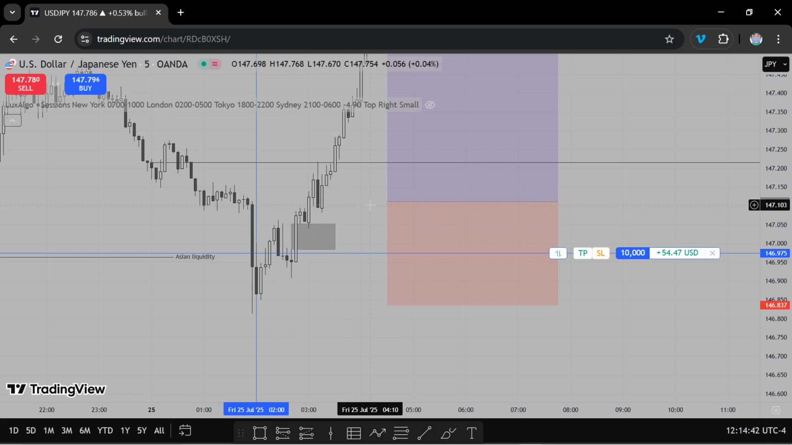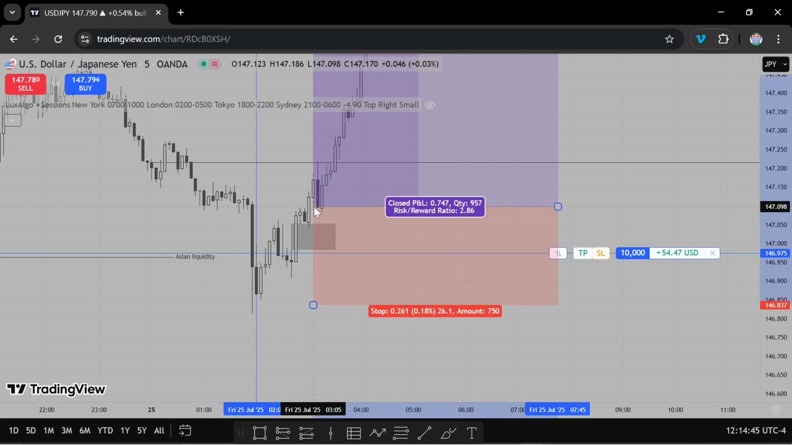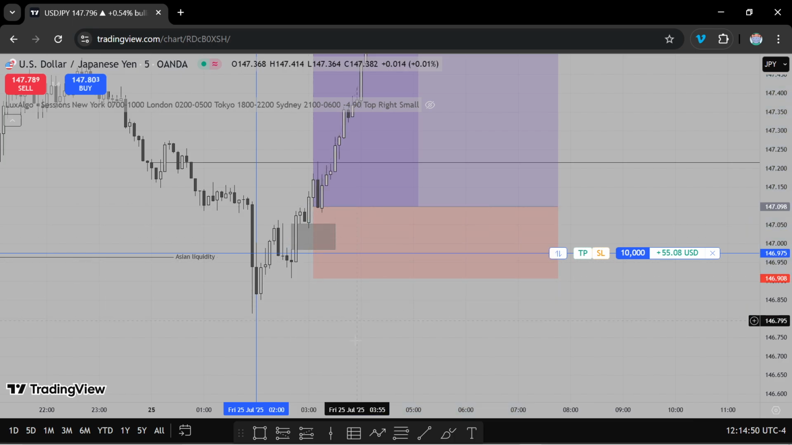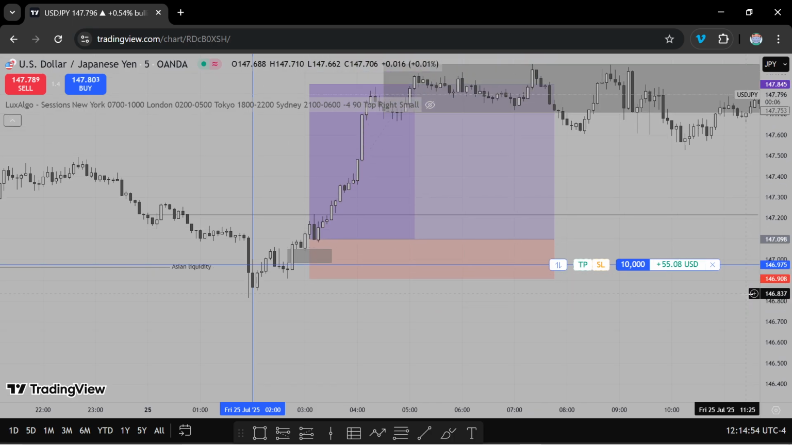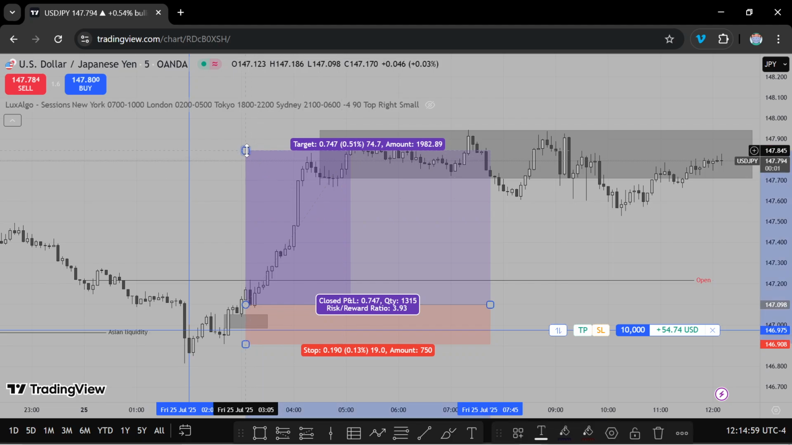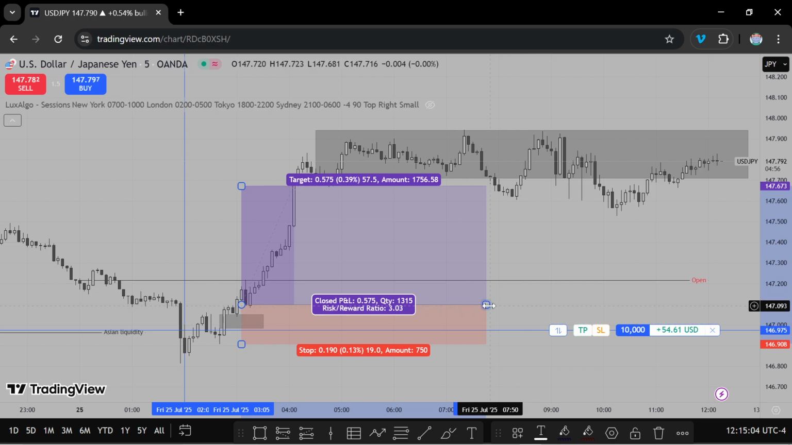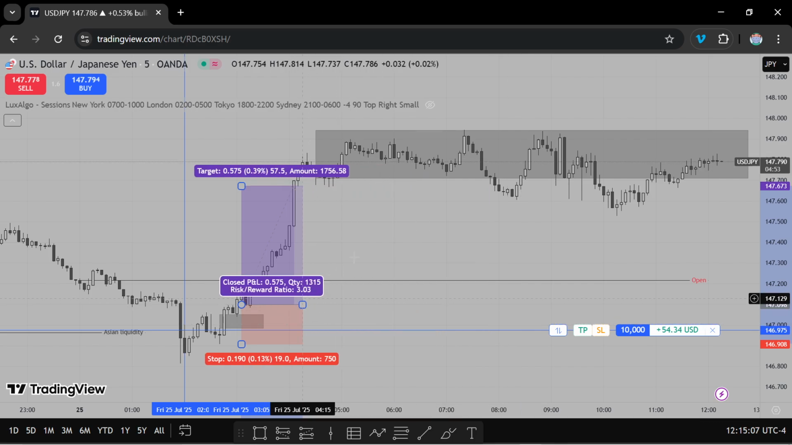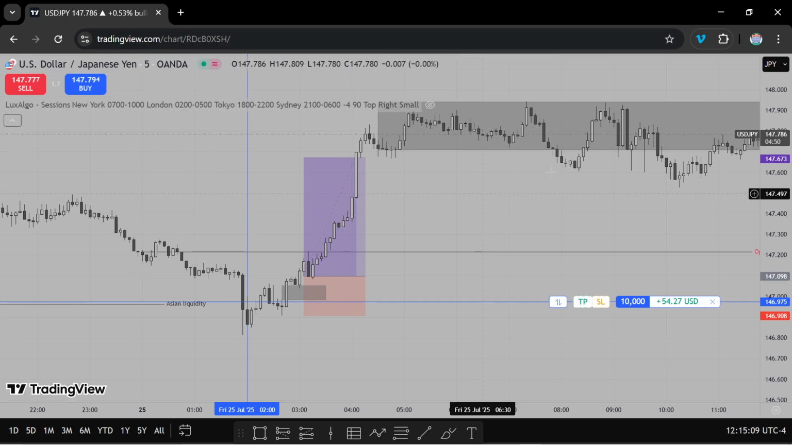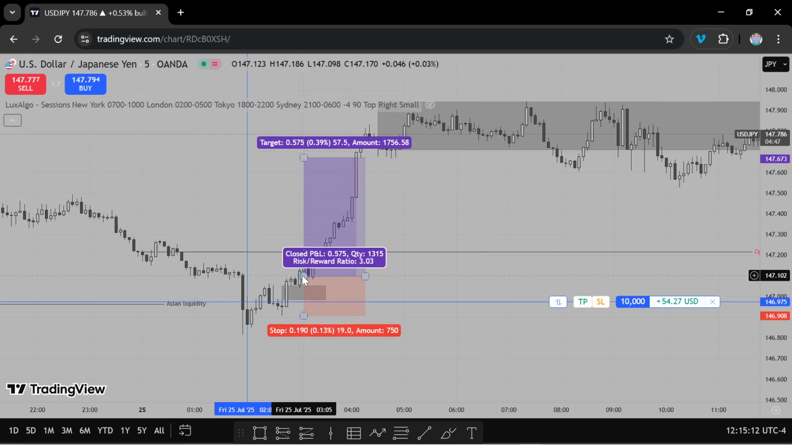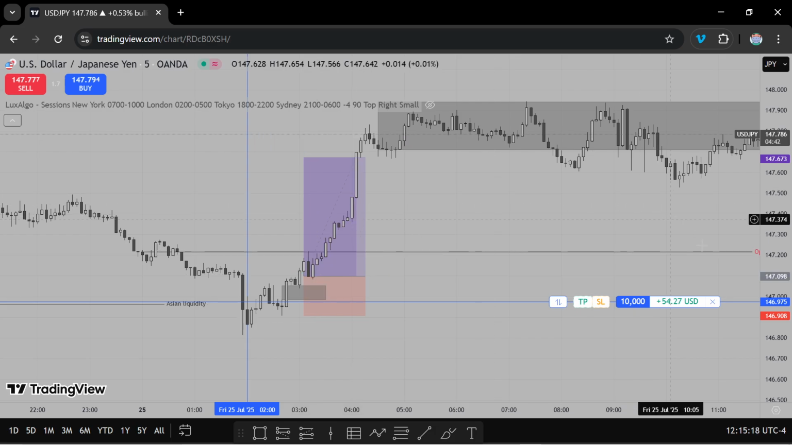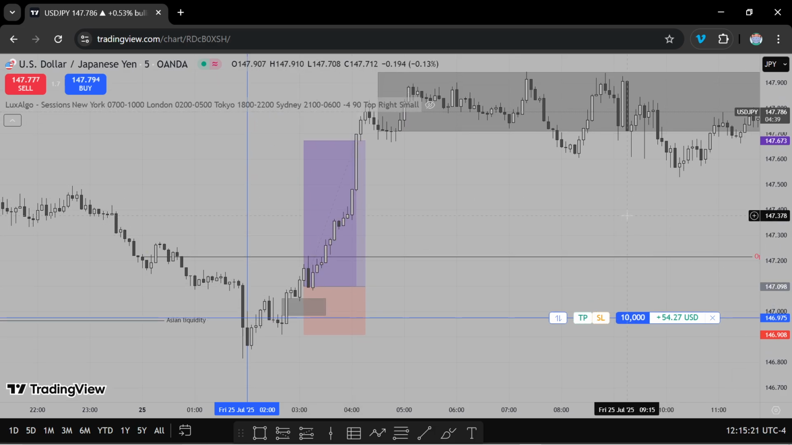So the other entry would have been right there. Do you see that? And your stops would have been right there. And you would have done your 1 2 3. You'd have been out of this trade a long time ago, in just a few minutes. I don't know how many hours that would have been. So this is the trade that I took.